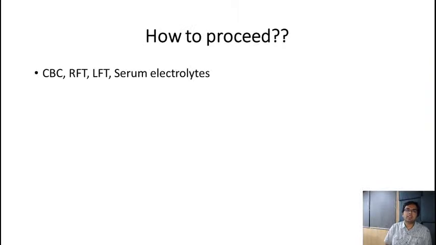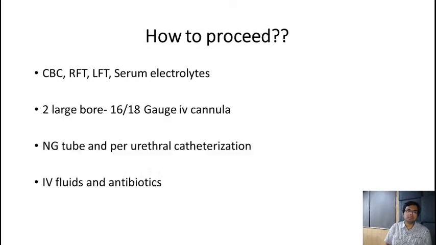First, we carry out the investigations of the patient: CBC, RFT, LFT, and the serum electrolytes. We also secure 2 large bore IV cannulas of 16 to 18 gauge, catheterize the patient, and put in a Ryle's tube. Once we have ensured a patent airway as well as adequate ventilation, we start the patient on IV fluids and antibiotics.